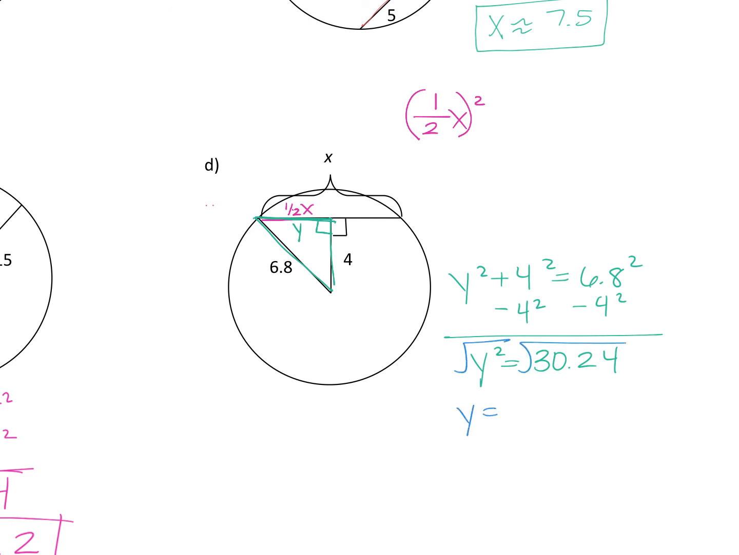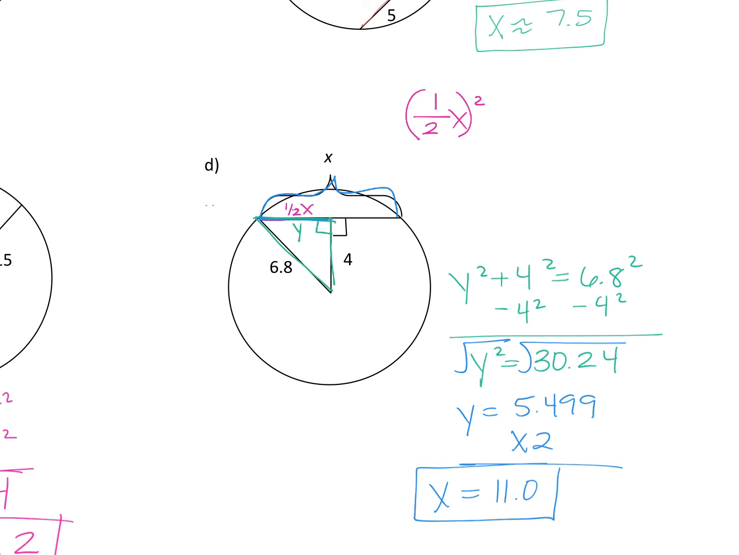So y equals 5.499. I'm going to round to 3 decimal places because I'm not done. That's not my answer. What's my answer? What do you do to that? Times 0.5. Not times a half. You double it. Times 2, right? I just found this. I want to know what x is. I want to know the whole thing. So if I just found y, I'm just going to take that and multiply by 2. And my x value then is going to be 11.0 for the length of that chord.